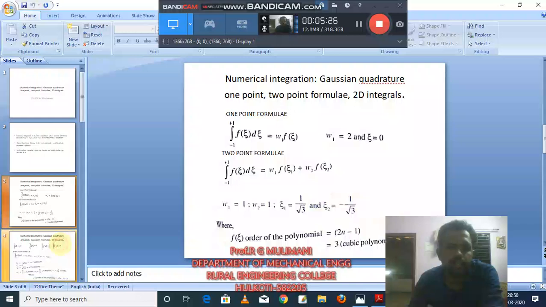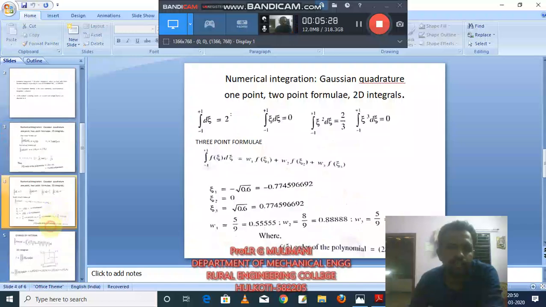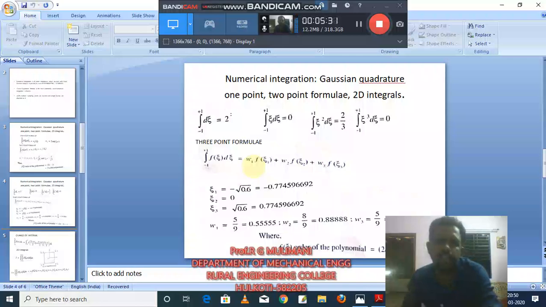Similarly, for the 3-point formula, we are using three weighting functions, w1, w2, w3, where w1 is 0.5555, w2 is 0.8888, and w3 is 0.5555. We substitute these values, where zeta 1 is minus square root of 0.6, zeta 2 is 0, and zeta 3 is square root of 0.6.